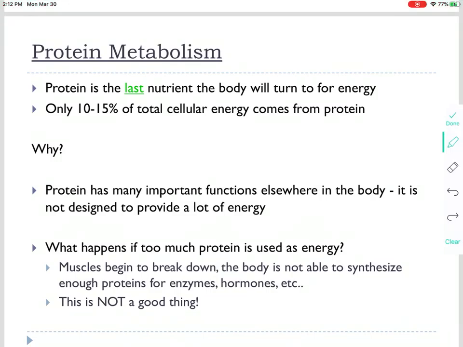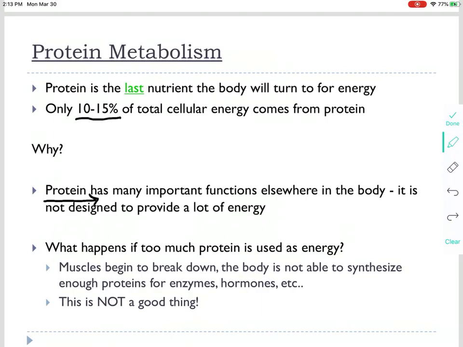We mentioned glucose, we mentioned fat. Let's talk briefly about protein. A couple of things to remember. This is the nutrient that we use last to metabolize for energy. Out of all of the energy that our cells produce, only 10 to 15% of the energy comes from protein. Meaning 85 to 90% of all of our energy comes from burning glucose and fat.